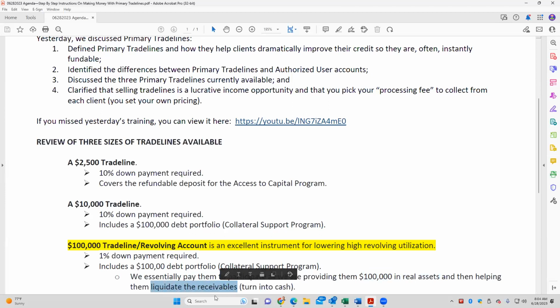So they're really getting a 2-for-1, aren't they? They're getting the $100,000 trade line that reports in their credit that improves their credit profile and can be great for lowering high revolving utilization. Plus, they're getting a $100,000 debt portfolio, which we then help them liquidate and turn into cash. So this is going to be, I think, your bread and butter right here.